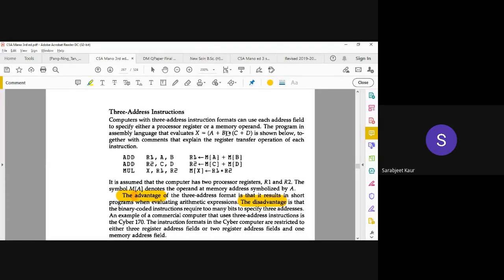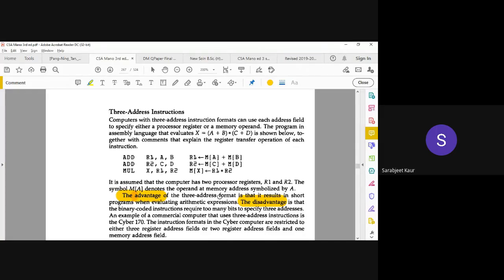Similarly, this can be done. So we add C and D and put the sum in R2, right? And then we multiply R1 and R2 and put it into X. Any problem? Very simple. Yes or no? Yes, ma'am. So what is the advantage of the three address format?